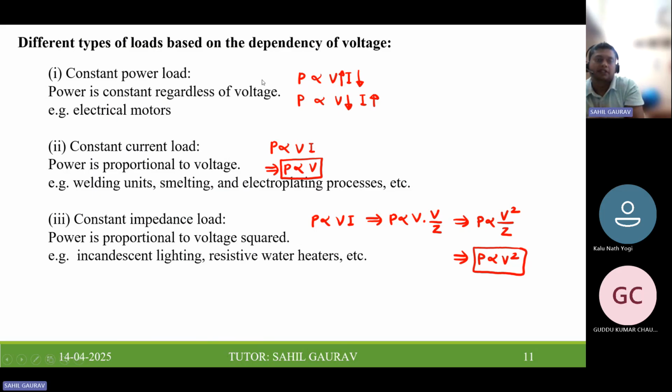Based on the dependency on voltage, our loads are of three different types. First one is constant power load. Here power is constant regardless of voltage. Example: electrical motors. Then constant current load, where power is proportional to voltage, and examples are welding units, smelting and electroplating processes, etc. And then we have constant impedance load, where power is proportional to the square of voltage, and examples are incandescent lighting and resistive water heaters.